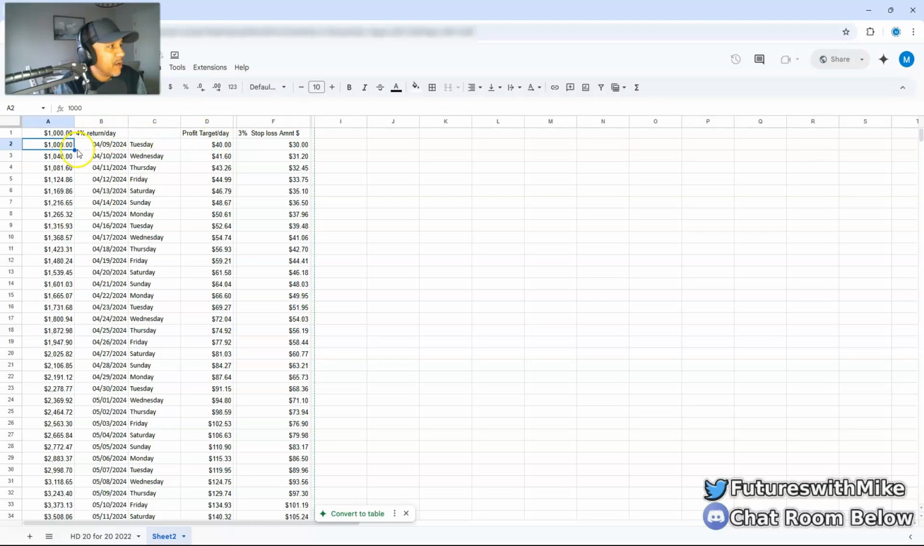So if we meet our target, starting off trading the micros and make $40 on a day, then our account goes from $1,000. We made profit of $40 on day one to $1,040. All right. So the next day we're going to have $1,040 in an account.